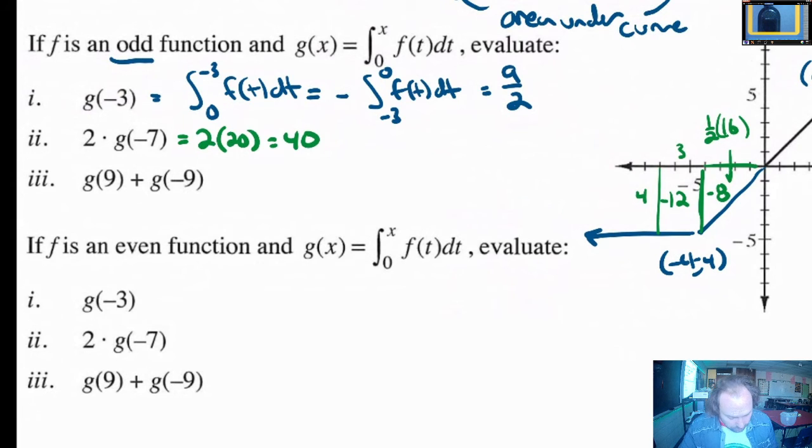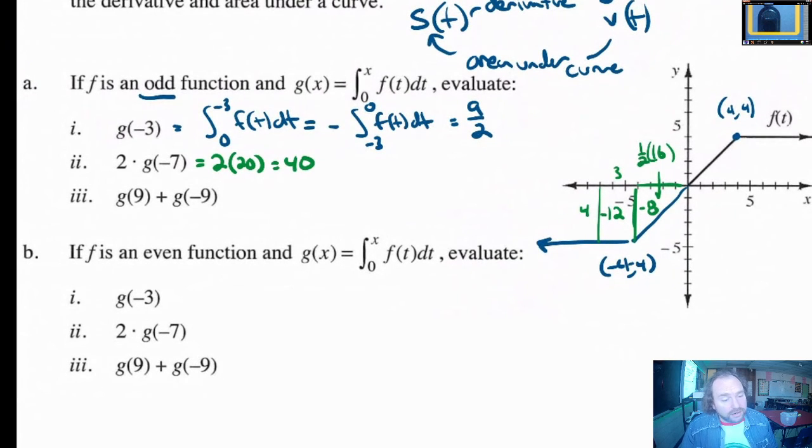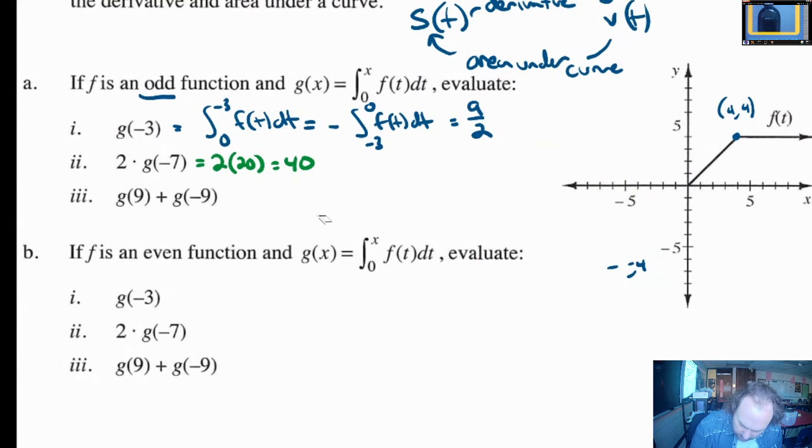As far as question 3 goes, I think that's going to be very easy to do because g of 9 and g of negative 9 are going to be the same number, but opposites of each other. So they will cancel out and make 0. You're going to have the integral from 0 to 9 and the integral from negative 9 to 0. Actually, oh, hold up. I disagree with myself. I contradict. I withdraw. Here's what's going to happen with g of 9 and g of negative 9. Oops. I don't want to get rid of my function.